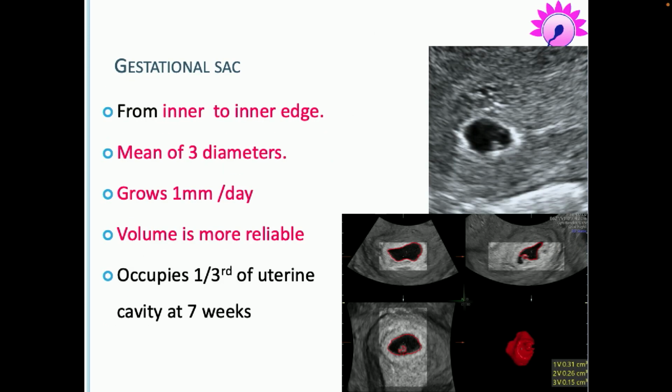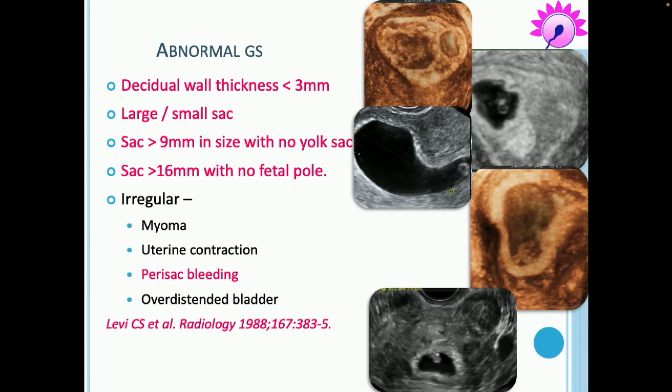But whenever you find that it is irregular, it is important that you document the volume of the gestational sac rather than just the diameters. Ideally, it occupies about 1/3 of the uterine cavity at 7 weeks. Looking at abnormal gestational sac, and gestational sac which has a decidual thickness of less than 3 millimeter, it is too large or too small.